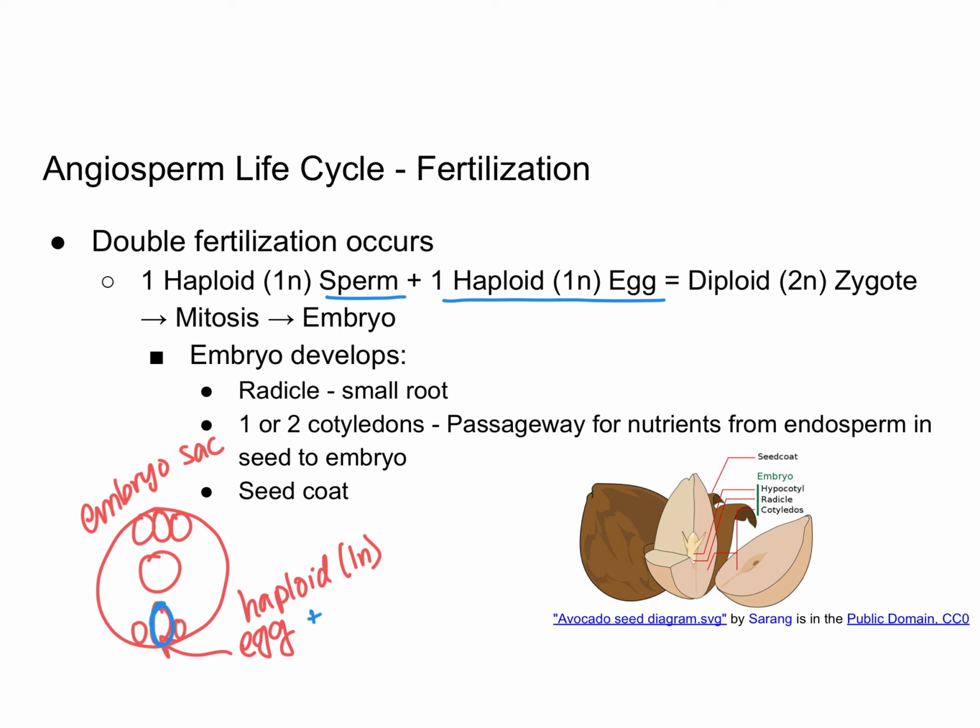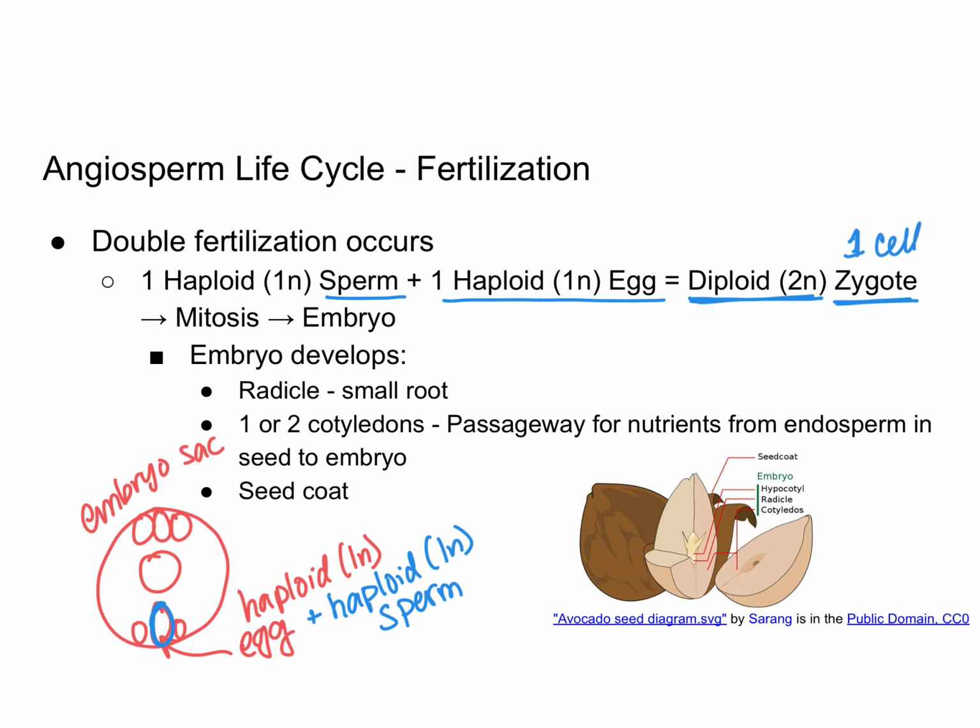And it is going to fuse with the other haploid sperm in order to form a diploid, so a 2N. So now we've got those 2 pairs of chromosomes because we've got one from the egg and one from the sperm. And this is going to form a single-celled zygote. So a zygote is just a single cell.